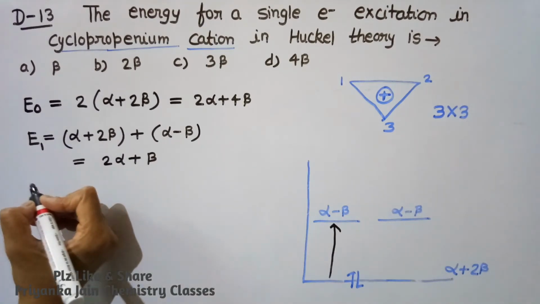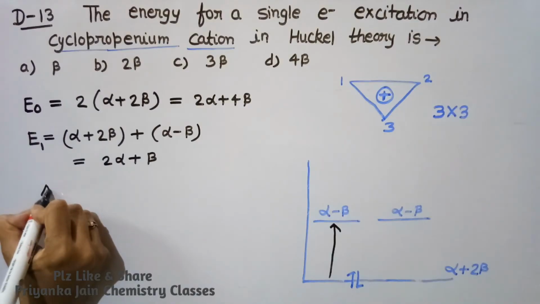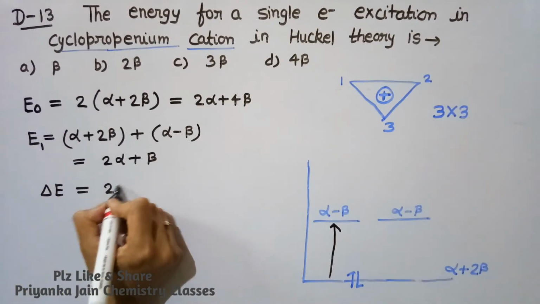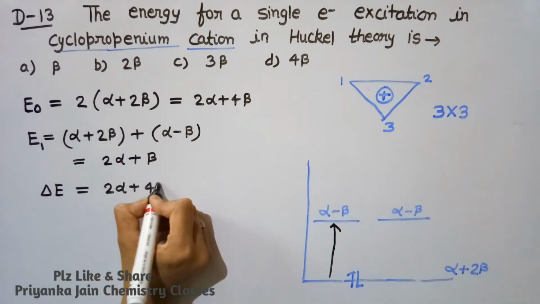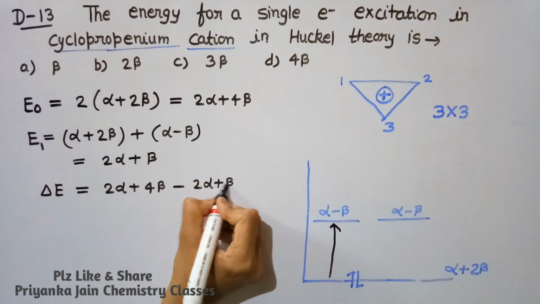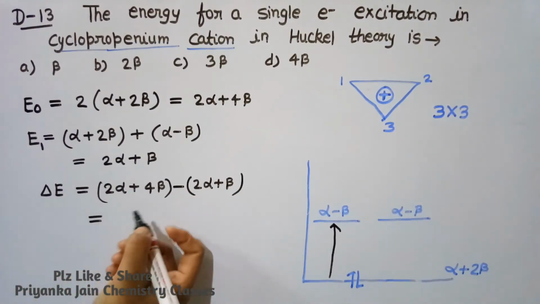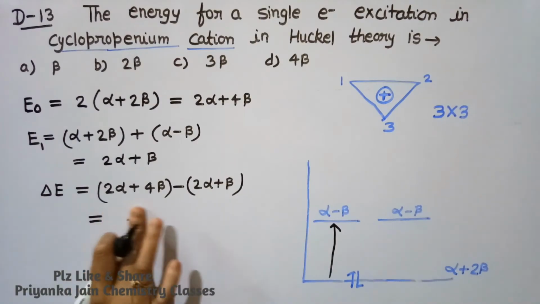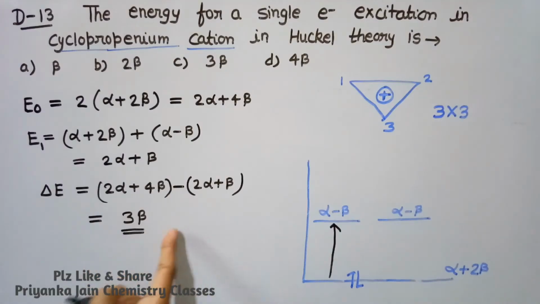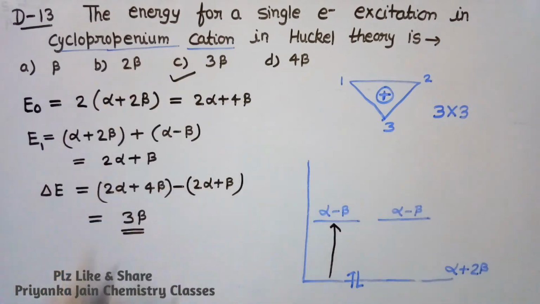Now we have to find out the energy of excitation, how much energy we need. So that is the difference between these two levels. So it will be equal to 2 alpha plus 4 beta minus 2 alpha plus beta. So this will be equal to 3 beta, right? So this is our answer. Now you can match here, this option is the right one.